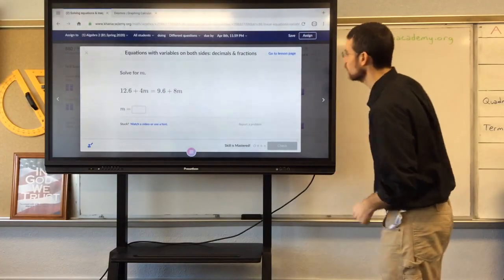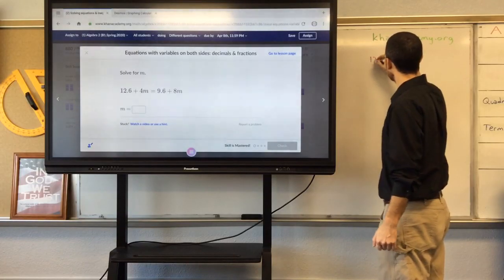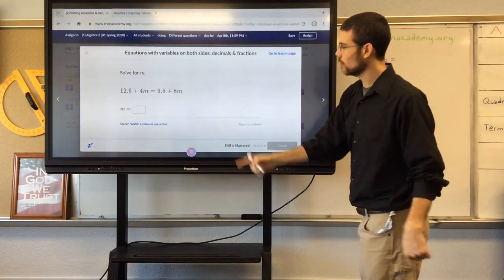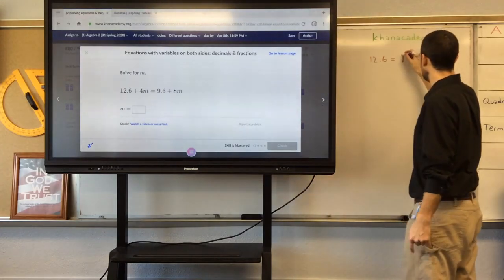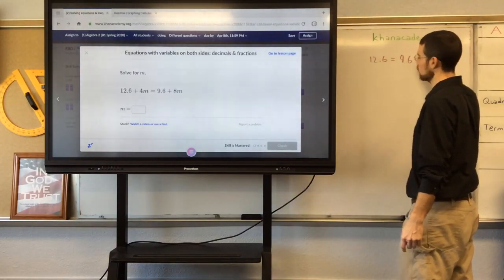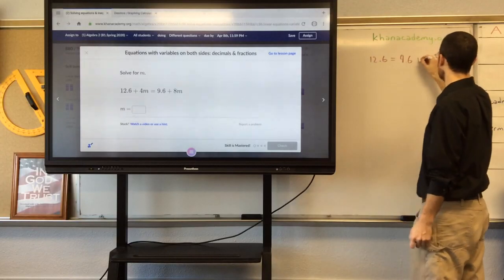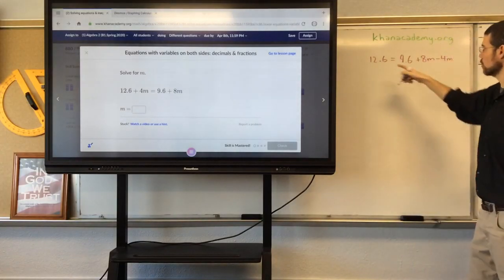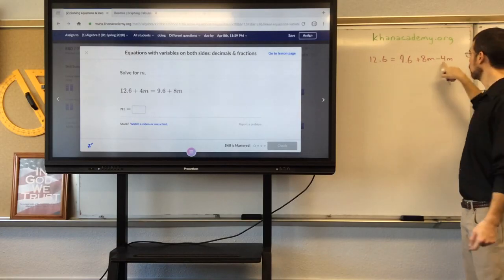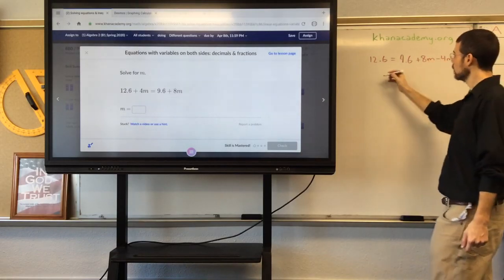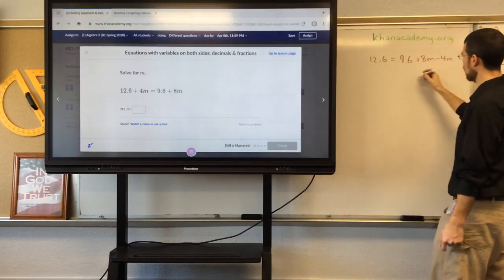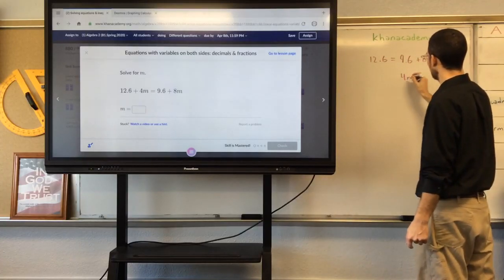So we get 12.6 equals, because we're taking away 4m, it equals what was here, which was 9.6 plus 8m minus that 4m. So we took away the 4m from the left side, we're going to take it away from the right side, and we get 4m's left on this side.